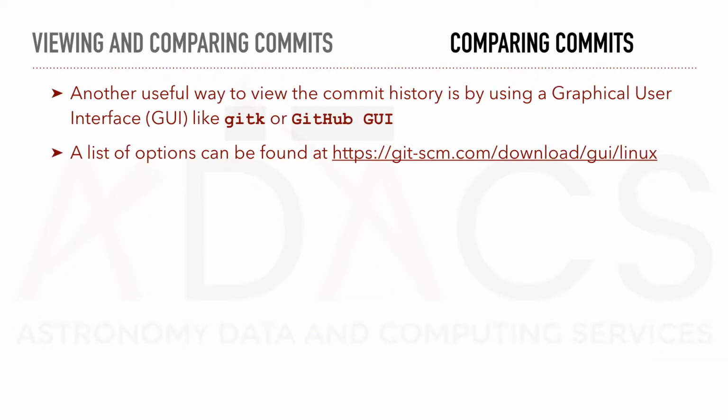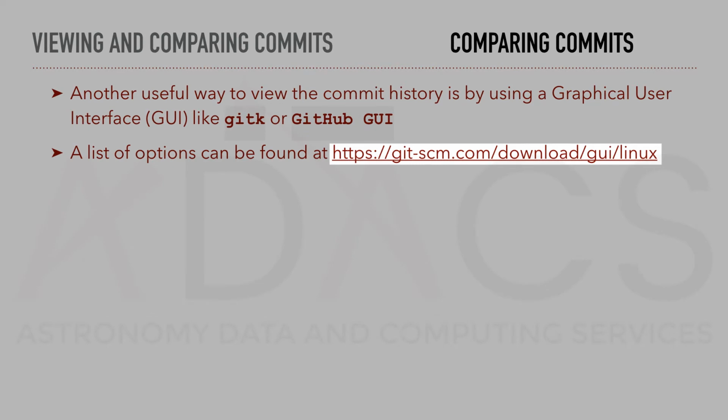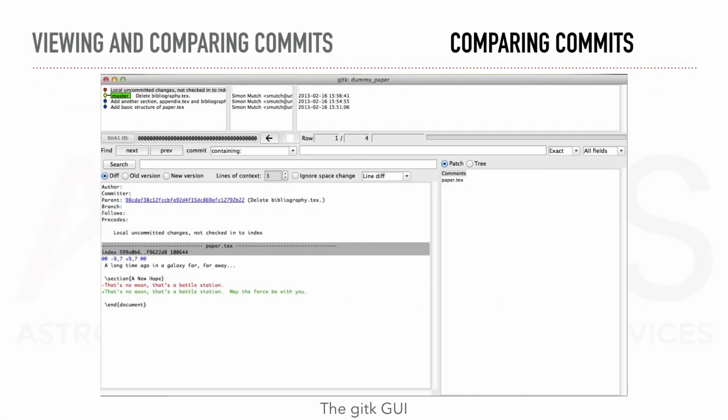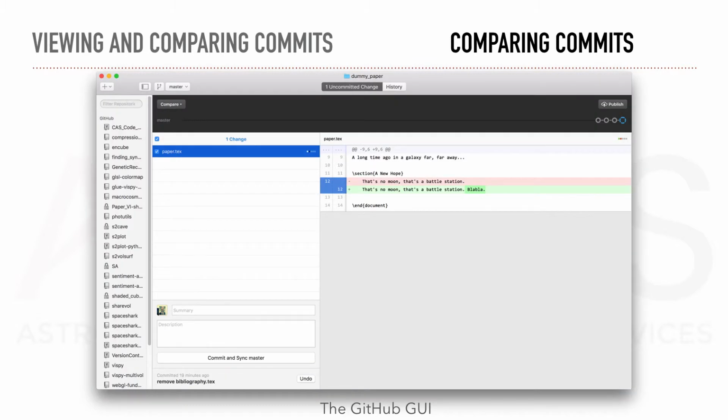Another useful way to view the commit history is by using a graphical user interface like Gitk and GitHub GUI. A list of options can be found at the following address. Here is a snapshot of the Gitk GUI, and here is one of the GitHub GUI.